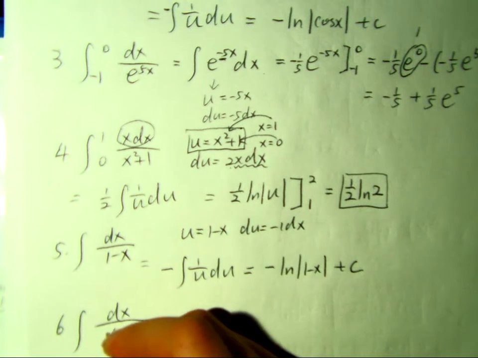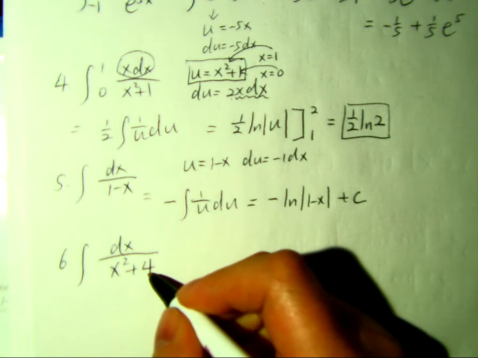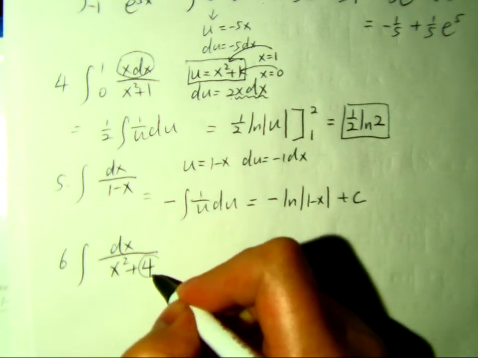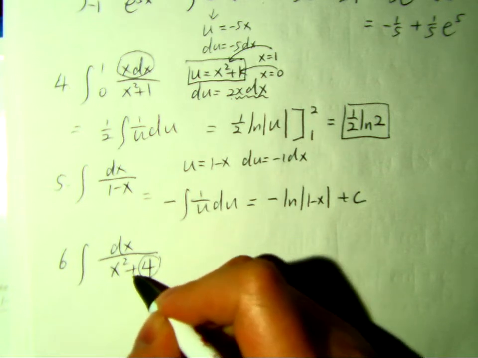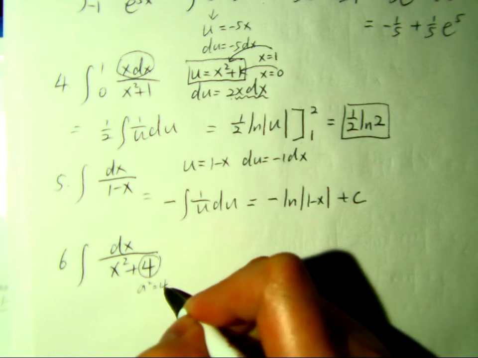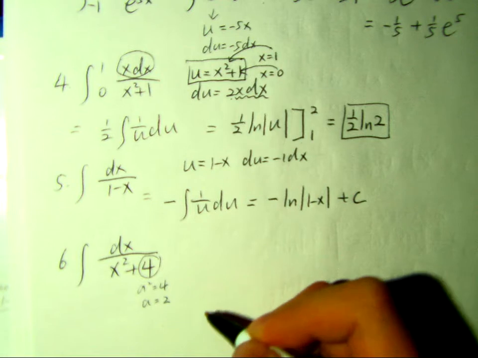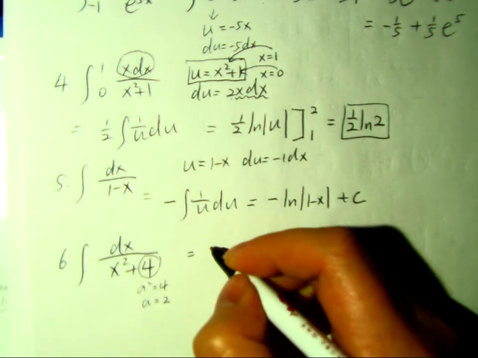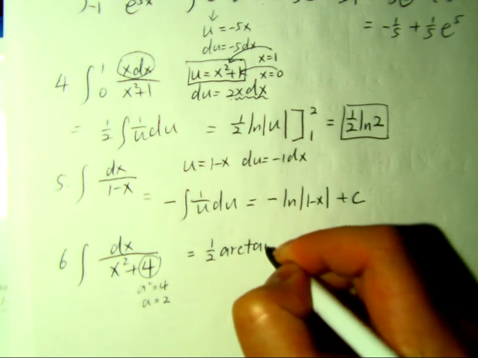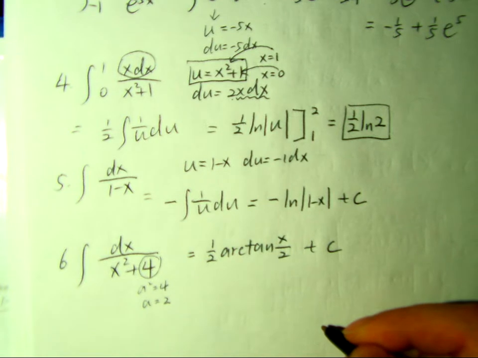Next one. dx over x squared plus 4. This is the arctangent formula, but be careful of this number. The arctangent formula is x squared plus a squared. So if a squared is equal to 4, that means a is going to be 2, not 4 anymore. So you can just rewrite this as your answer. It's 1/2 arctangent of x over 2 plus c. That's how we do the arctangent.